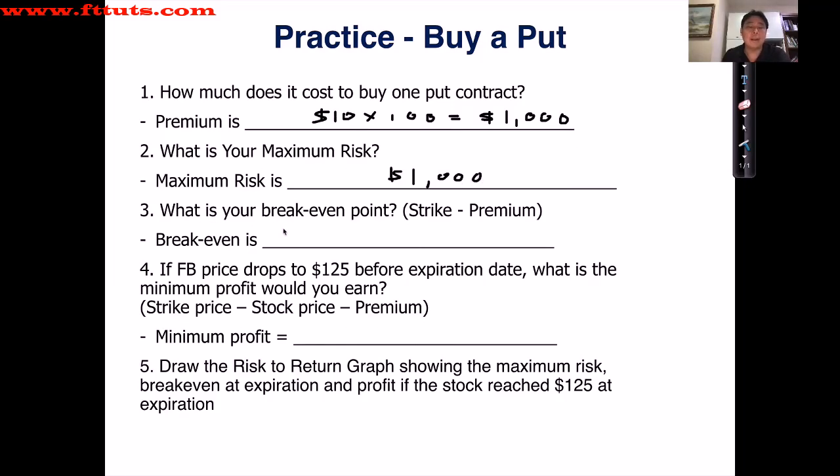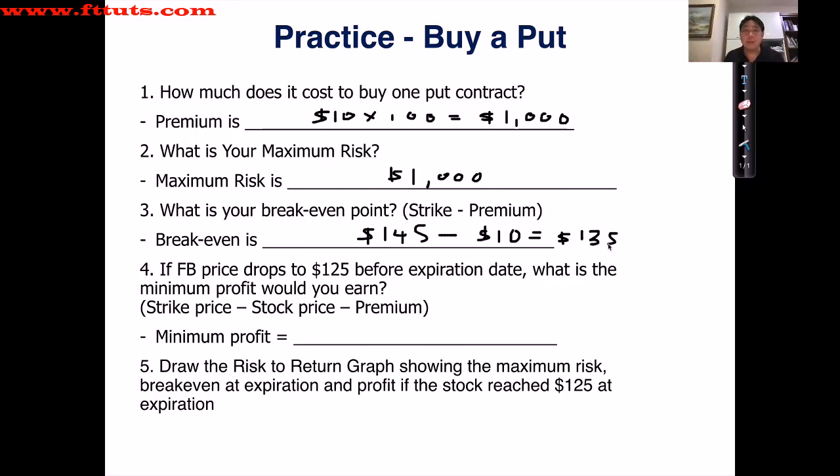So next, what is your break-even price? So the break-even price would be the strike price minus the premium, which would be, again, the strike price is 145. The premium is $10. So the break-even price would be 135. There we go.